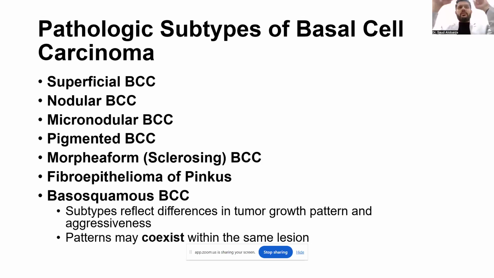Morpheoform is more difficult. I think I have a picture for that. And fibroepithelioma is also a bit unique. Basosquamous is a tumor which doesn't know where to go. Should I go SCC or basal? Or whether or not it's a merge of two. So it has both features, okay?